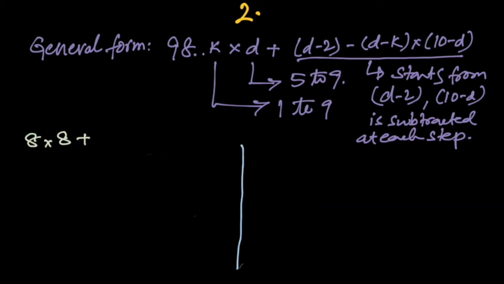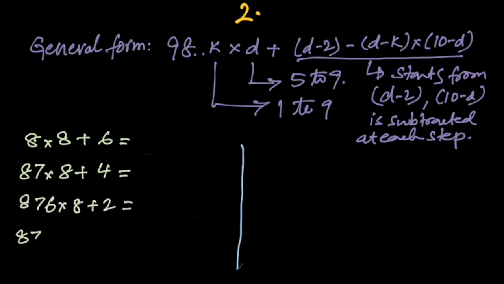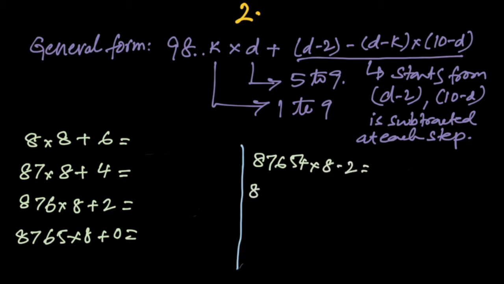For multiplier 8, k starts from 8 and the offset starts from 8 minus 2, 6, and at each step 10 minus 8 is subtracted from it. So at each step 2 is subtracted. So 6, 4, 2, 0, minus 2, like this.